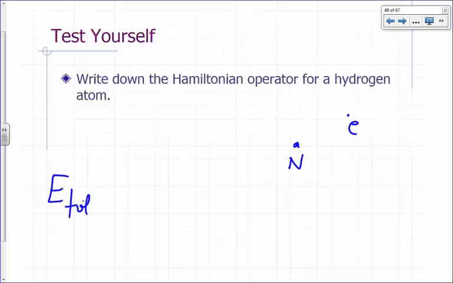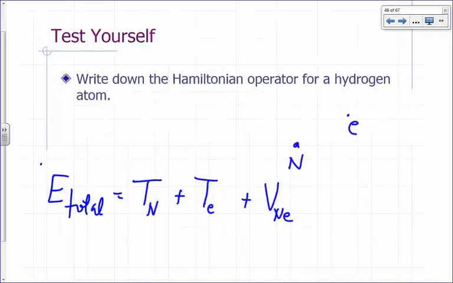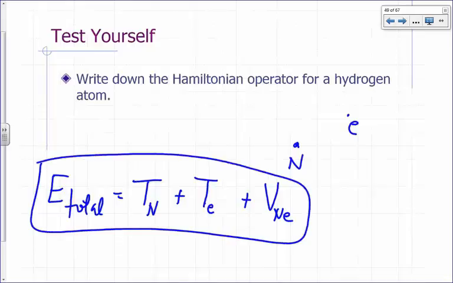Total energy would be the kinetic energy of the nucleus plus the kinetic energy of the electron plus the potential energy of the interaction between the nucleus and the electron. That's the total energy of any system of charged particles. For any system of particles, in general, just take the kinetic energy of each one, add them all up, and then for each possible pairing of particles, you have a potential energy expression.